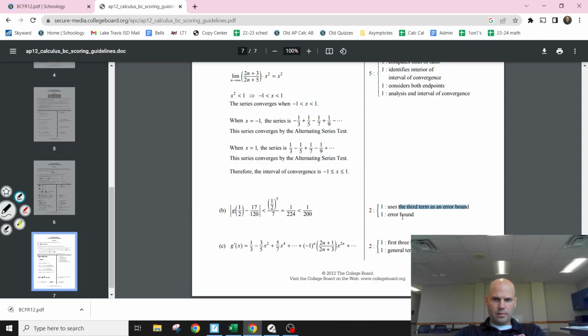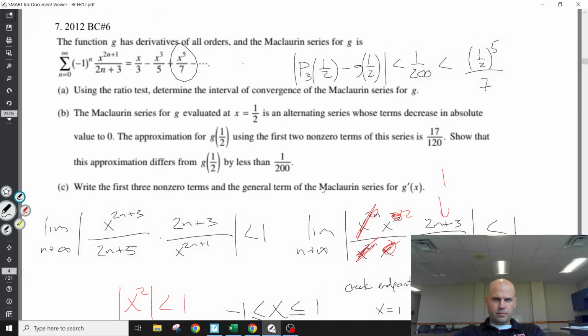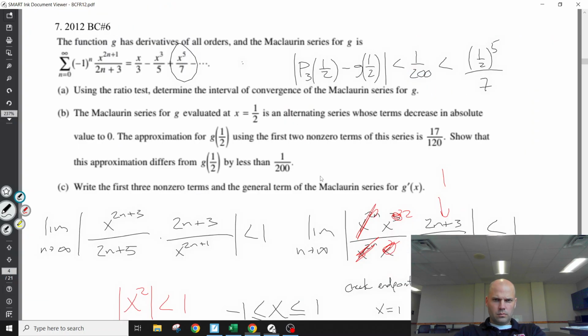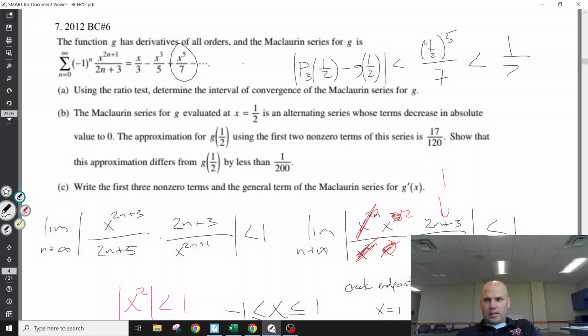Use the third term as an error bound using this notation. Oh, it's got to go the other direction. My bad. I messed up on the previous one too. This has to be less than this. Yeah, don't give up, right?